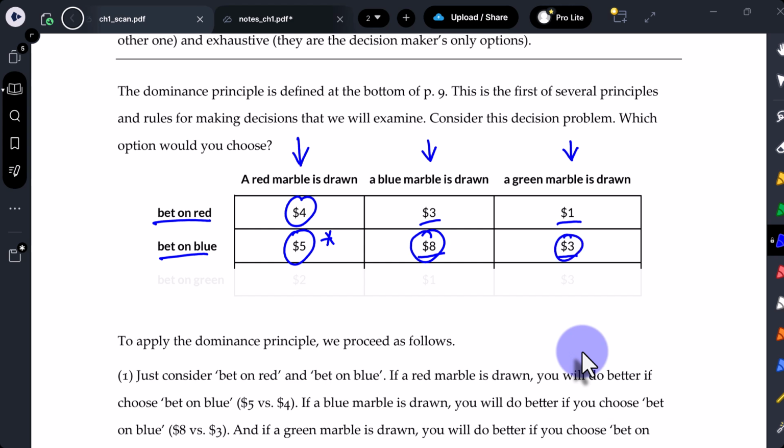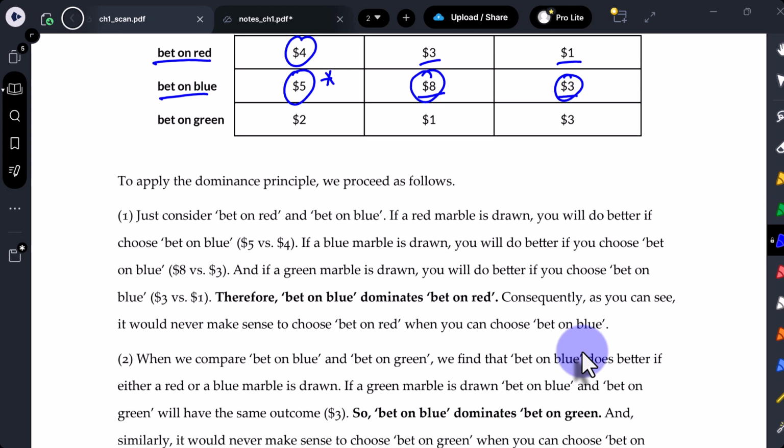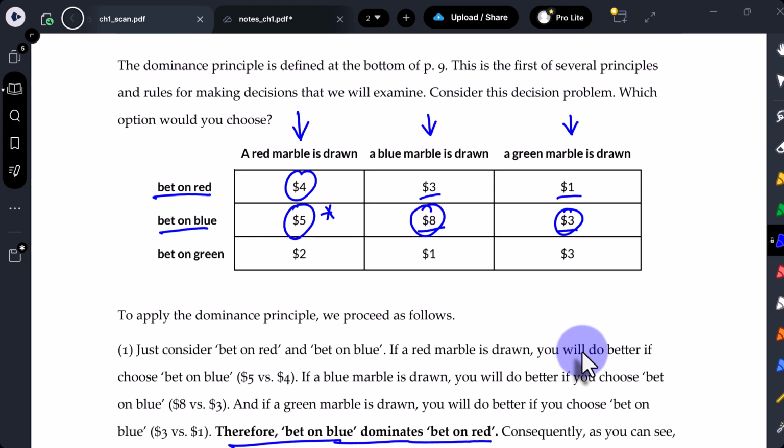Okay, so for every state, a red marble is drawn, a blue marble is drawn, or a green marble is drawn, bet on blue has a better outcome. So therefore, bet on blue dominates bet on red. And as you can see, it would never make sense to choose bet on red when you can choose bet on blue. So bet on red is dominated by bet on blue. So we just want to eliminate it.